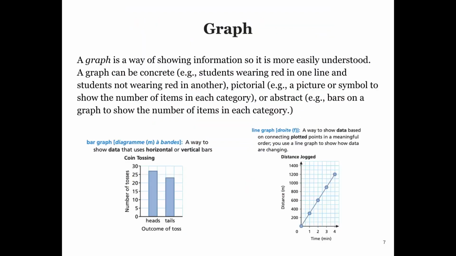Okay. And then making a graph. It's a way of showing information so that it could be more easily understood. Graphs can be concrete, like students wearing red in one line and students not wearing red in another. They can be pictorial, like a picture or a symbol showing the number of items in each category, or they can be abstract, like bars on a graph to show the number of each category. And so this is an example of a bar graph, and this is an example of a line graph.